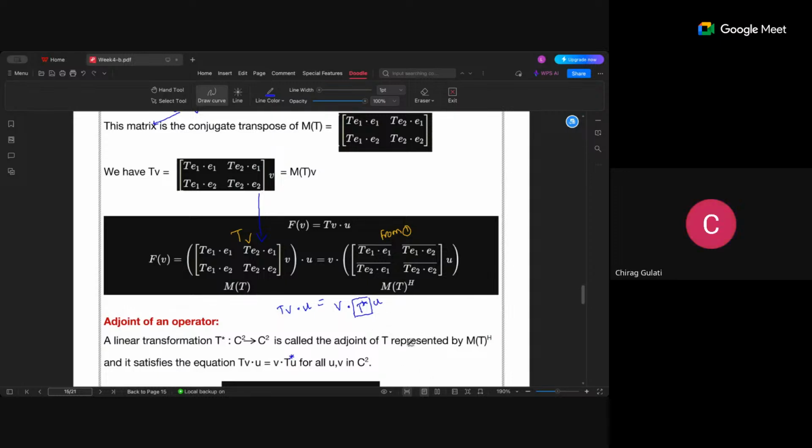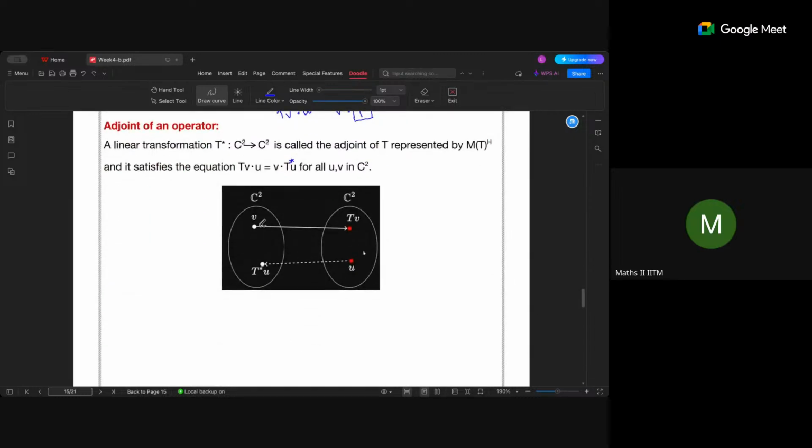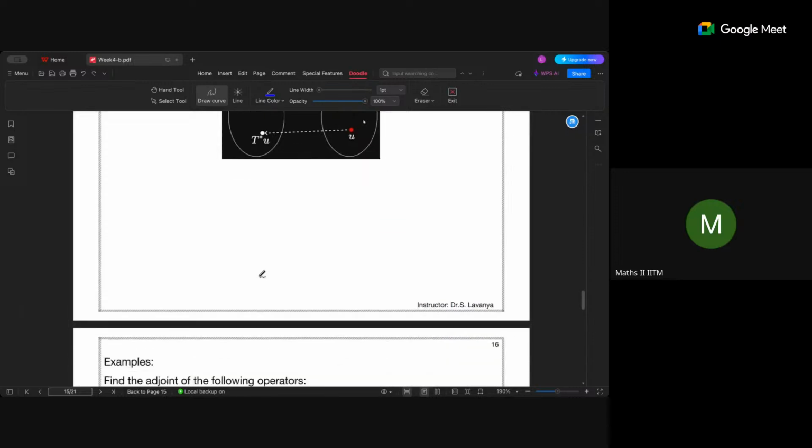Yes, ma'am. So usually we have a matrix from a transformation. Now we have defined this operator or transformation from the matrix. First we obtain the matrix, and from the matrix we define what the adjoint operator is. So you see that for every vector v you have Tv, and for every vector u in C2 you have T star u. Okay, fine.